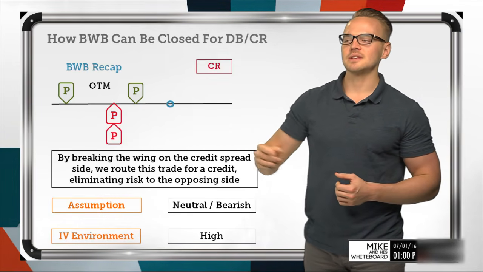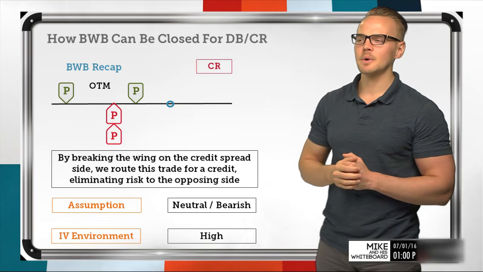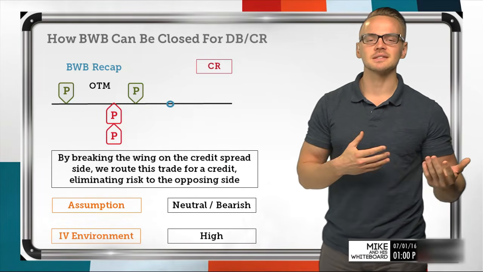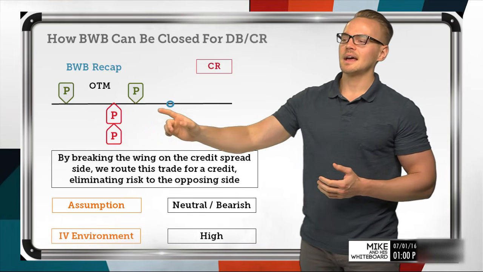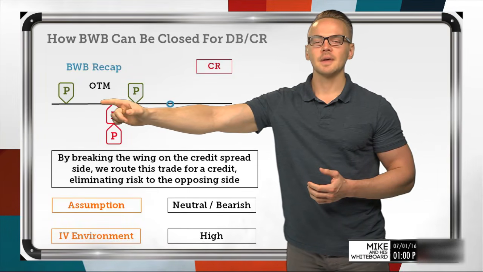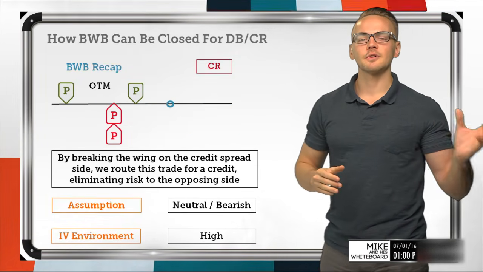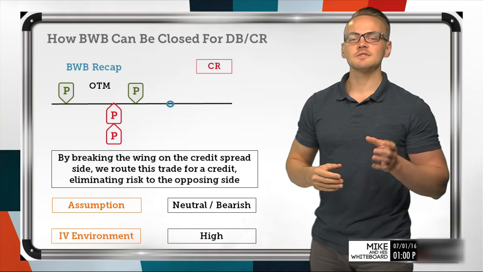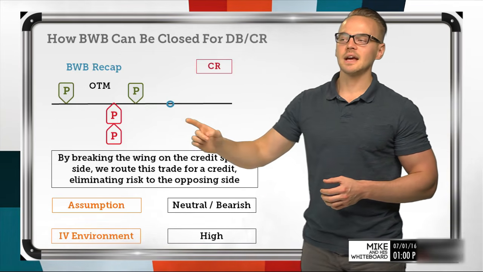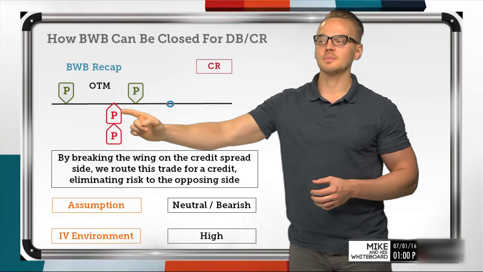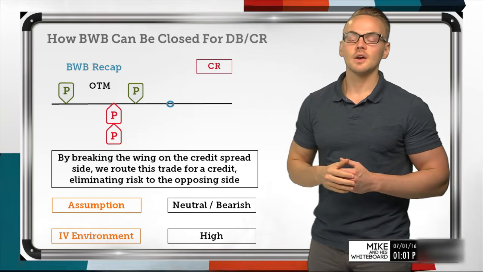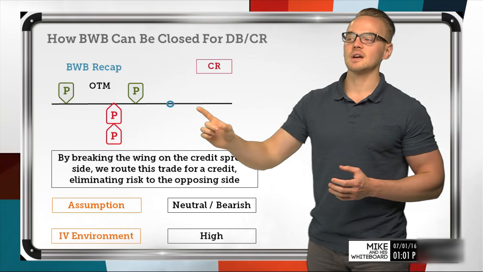So if we want to imagine this with a put butterfly, basically what we'd be doing is looking at a butterfly that's out of the money, which just means it's a butterfly that's below the stock price. And instead of having equidistant wings, where my long put would be somewhere right about here, I'm actually going to move that long put a lot further out of the money, which ultimately gives me a larger credit on this put vertical that I'm selling against the debit that I would pay for this long put vertical. So ultimately what this does is it allows me to route this trade for a credit, which is going to remove all of the risk to the upside here.